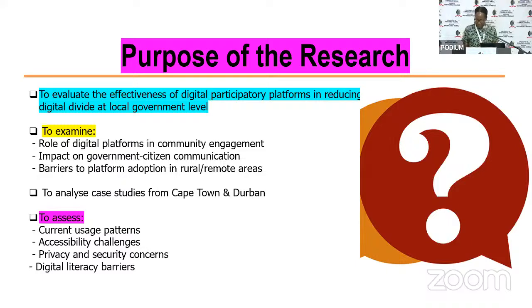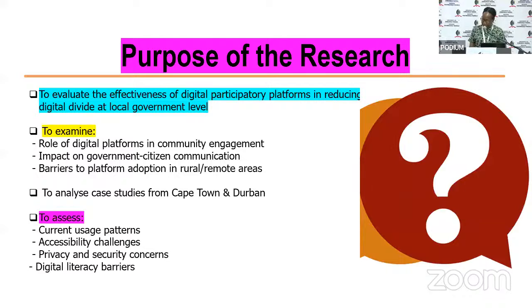The purpose of the research is to evaluate the effectiveness of digital participatory platforms in reducing the digital divide at local government level, because we tend to find this gap happening. Most people have no access to IT. The paper also examines the role of digital platforms in community engagement, the impact on government-citizen communication, and barriers to platform adoption in rural and remote areas.